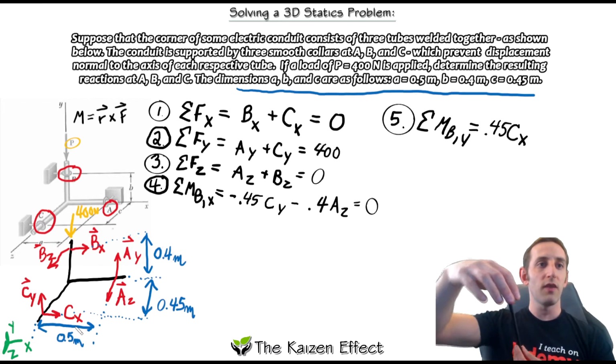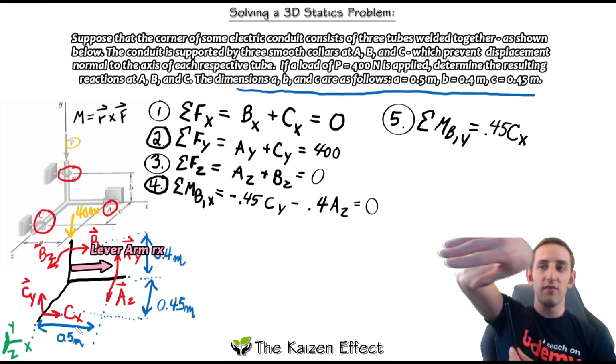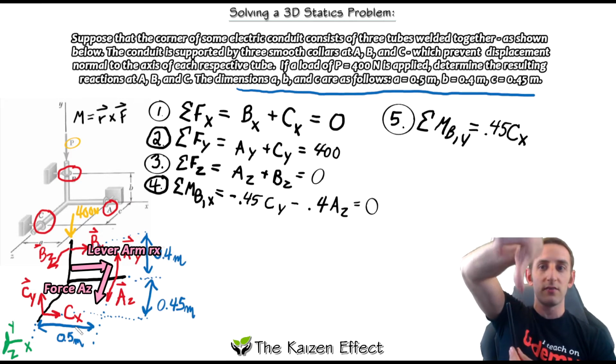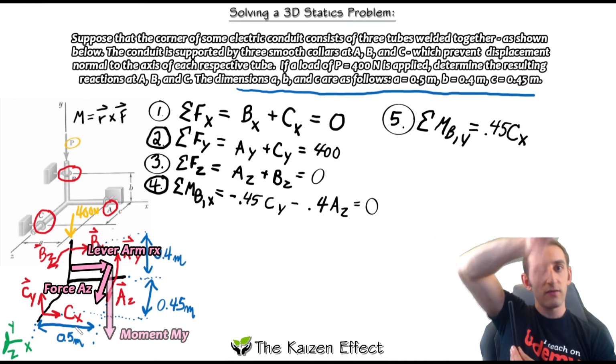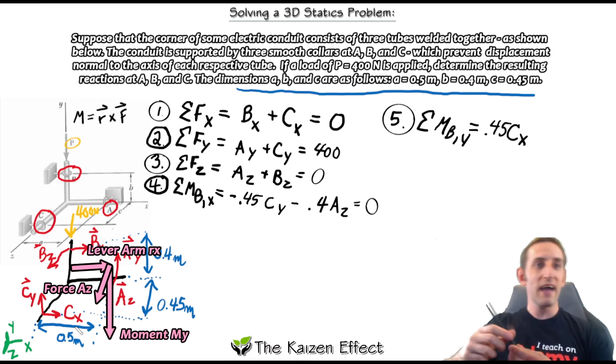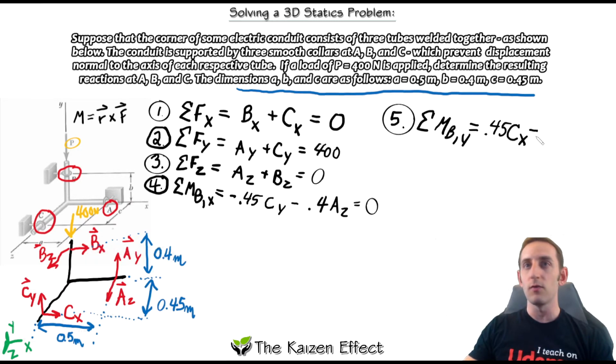The way you want to think about this is you're moving in this direction, curling out like this. That makes you point down along the y-axis, so you get a negative value. So that ends up with negative 0.5. Here's the lever arm, negative 0.5 AZ.